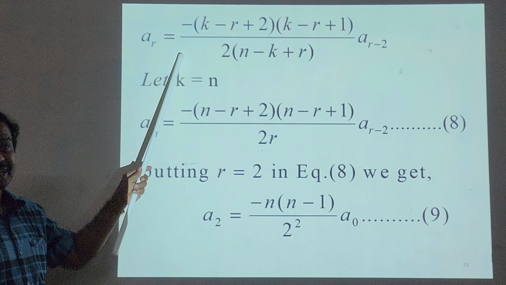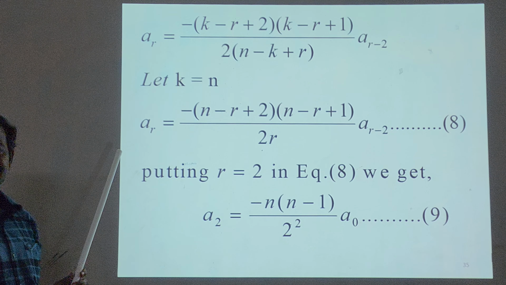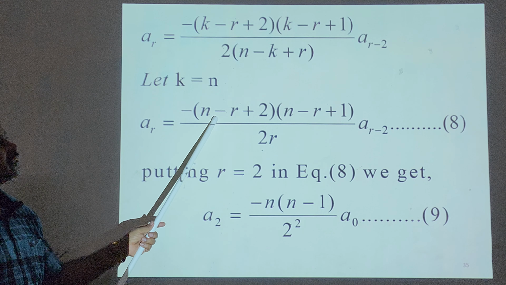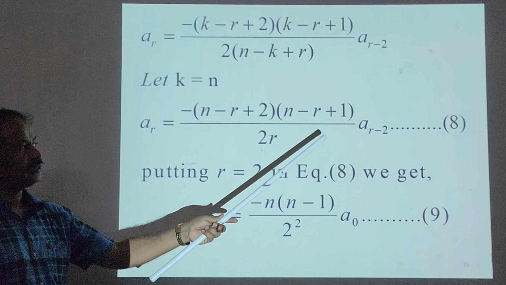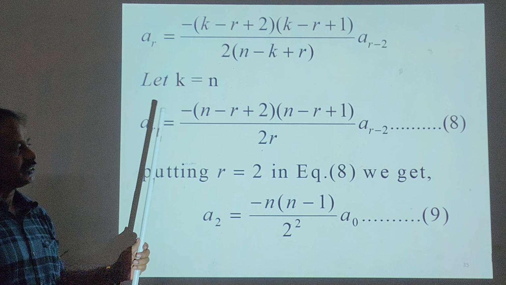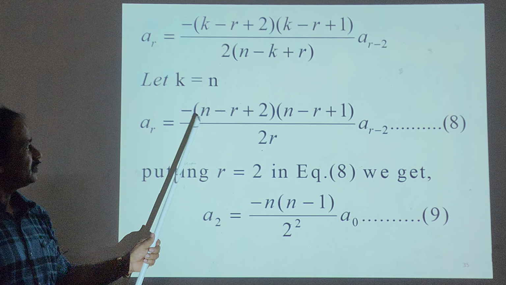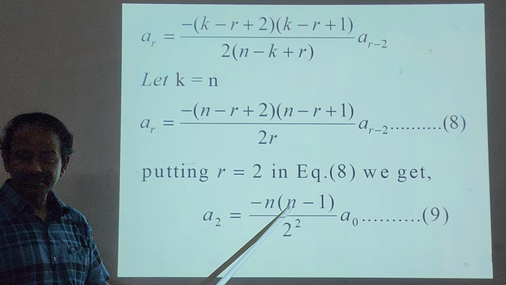Very, very important. Now, as I said earlier, you have to remember k equals n. You substitute k equals n, you will get ar as this equation, equation 8. So, ar becomes minus (n minus r plus 2)(n minus r plus 1) divided by 2r, a r minus 2. So, equation 8. Any doubt? Now, you substitute r equals 2 in this equation. So this becomes a2, this becomes a 2 minus 2, a0, and you will get minus n, and you will get n minus 1.